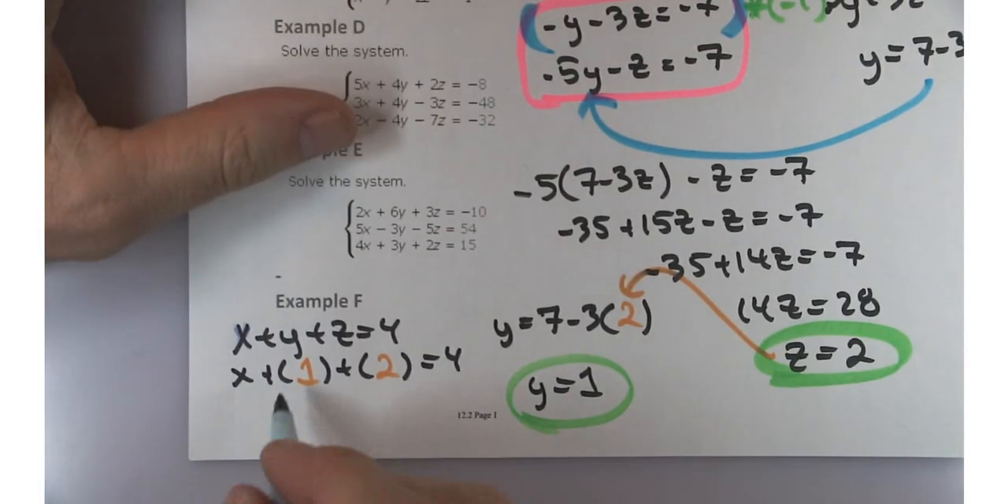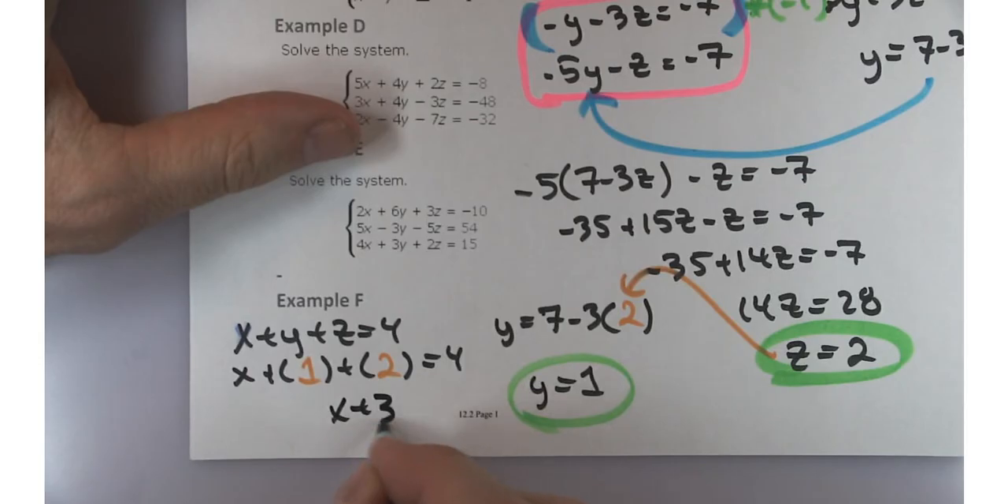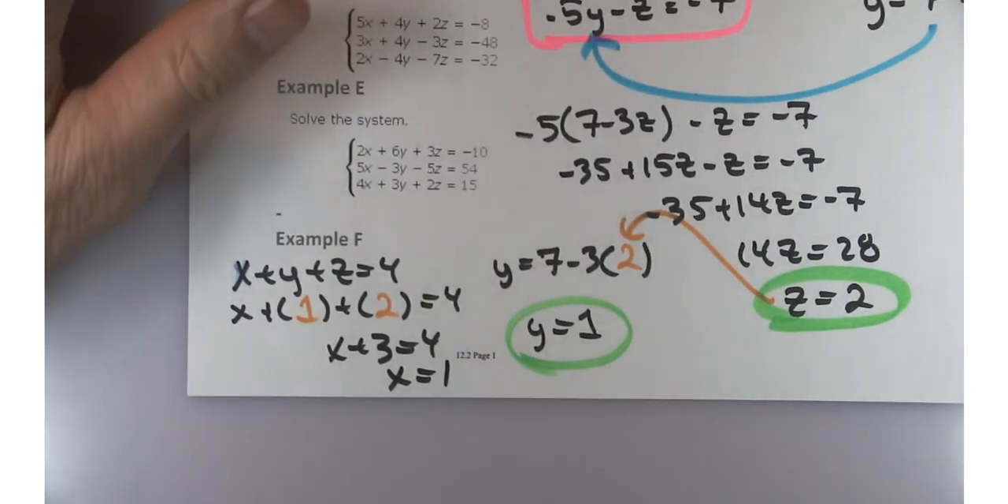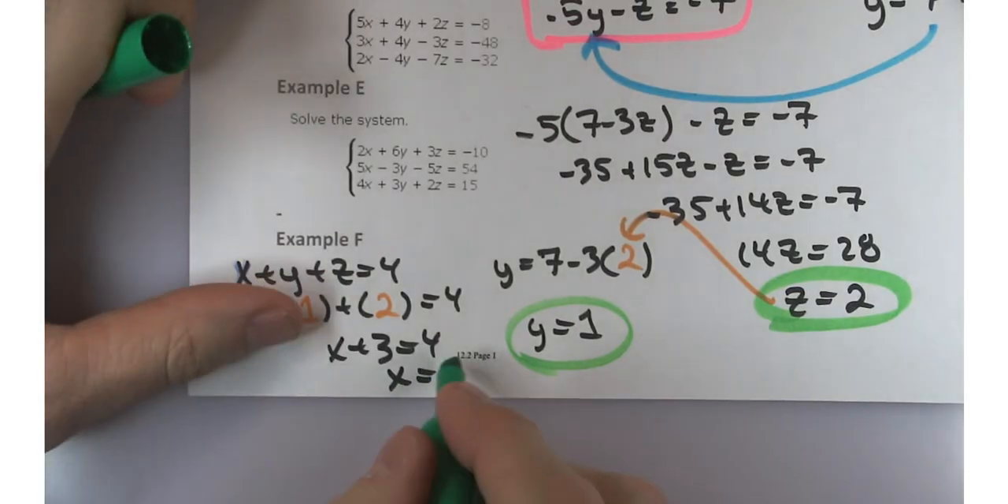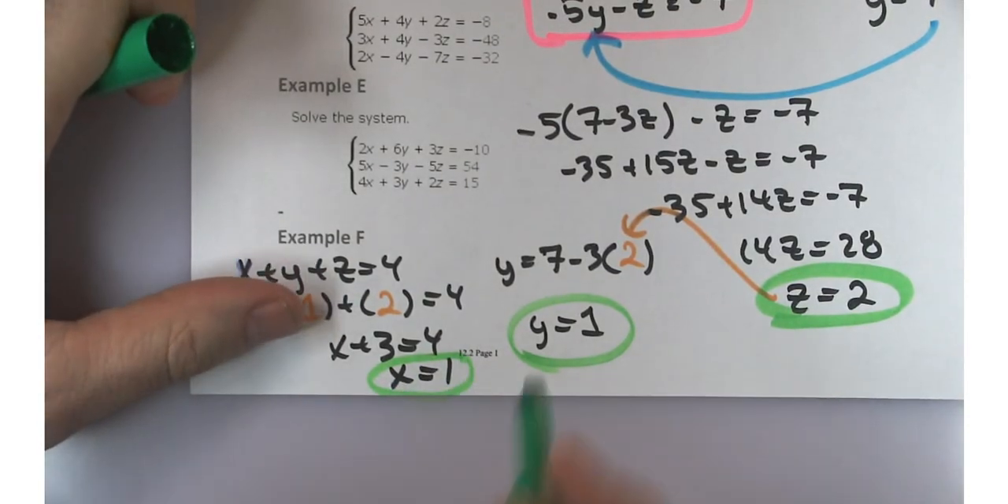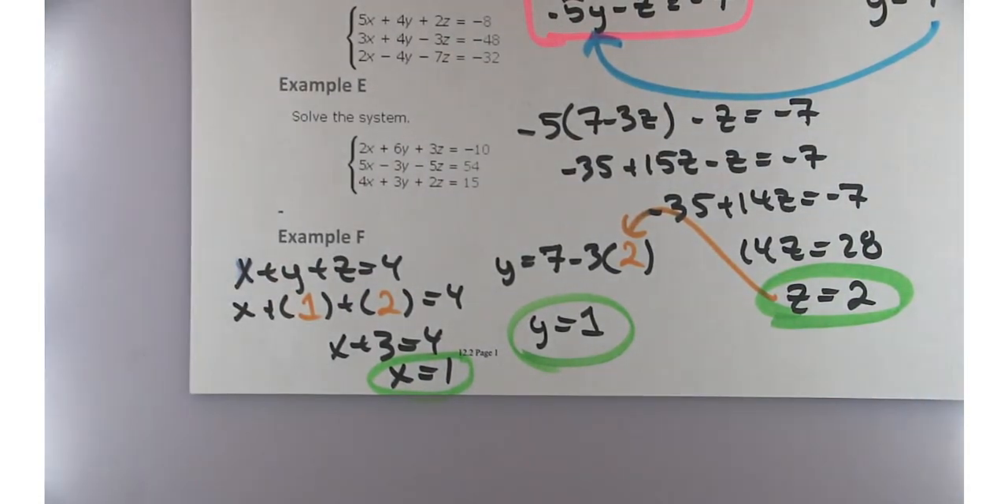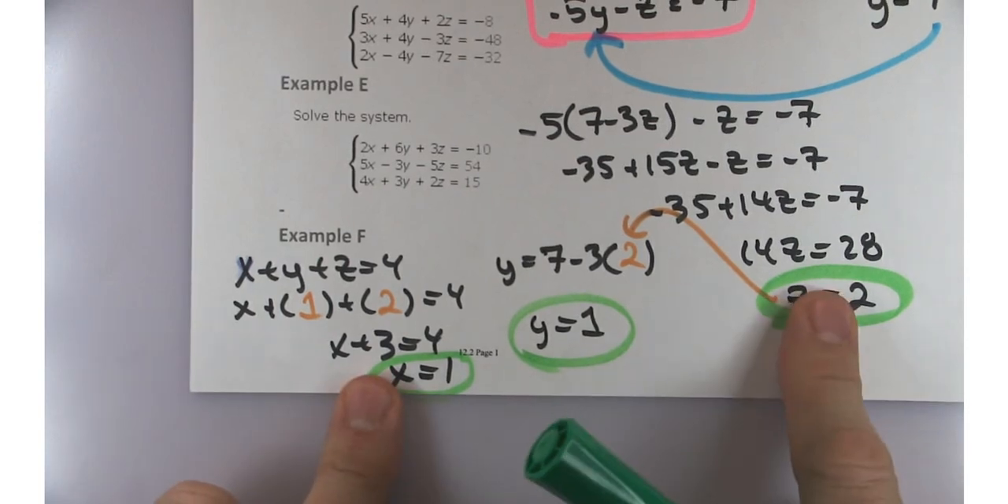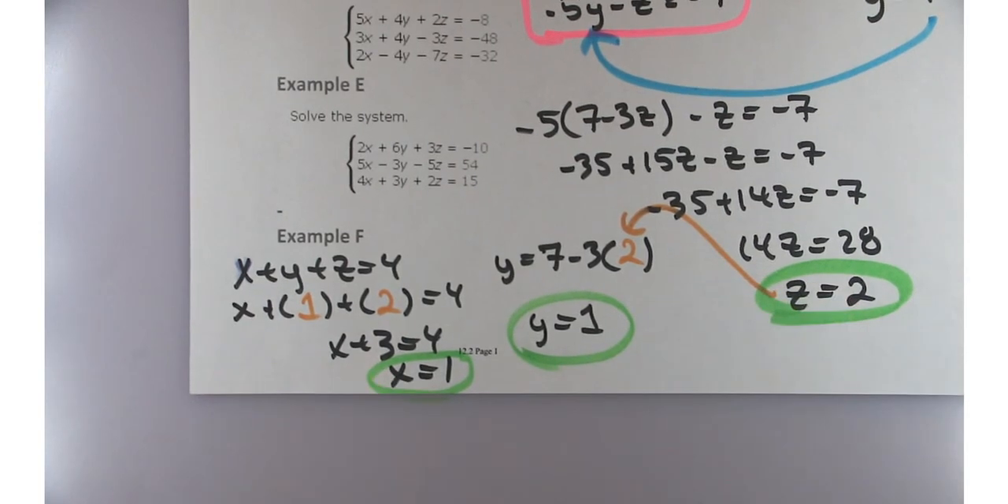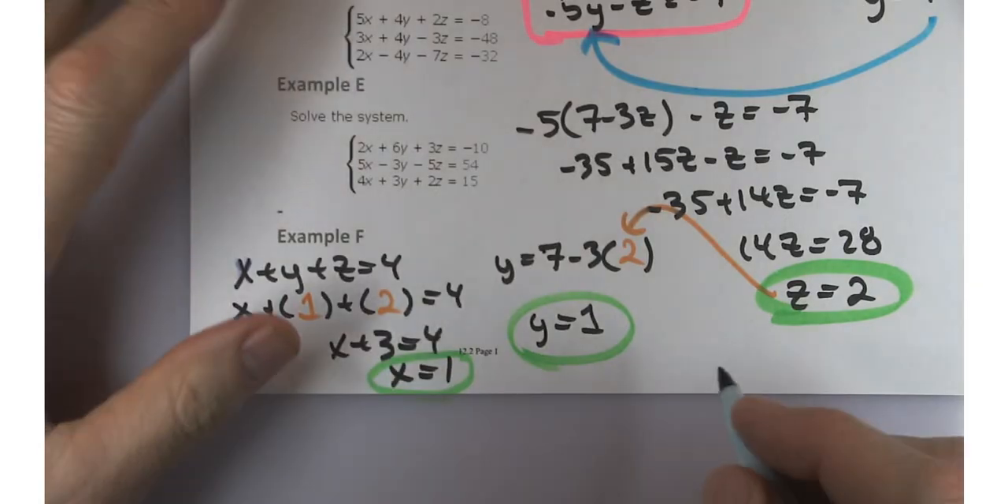Yeah. So it's x plus 3 equals 4, or x equals 1. Great. Now, one thing that you can be a little bit lax on in the test is if you circle your answers like this, I'll be really happy. But WebAssign is going to want your answers typically in ordered triples. It's going to want it written like this.